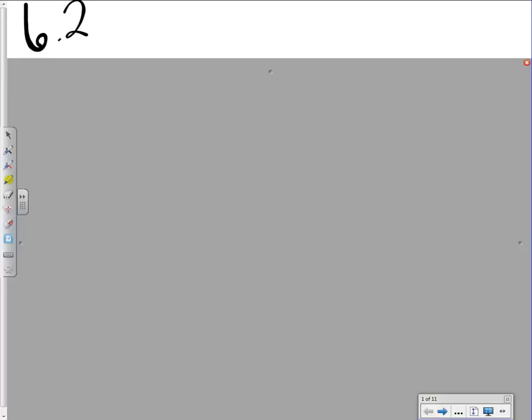Okay, so we're in section 6.2. You have already started a rule sheet, a rule page in your notes, and so you have two new rules from 6.1 that you have in your notes now, and you should be starting a new little section on that same page titled 6.2. There are two rules that you're going to learn for section 6.2.